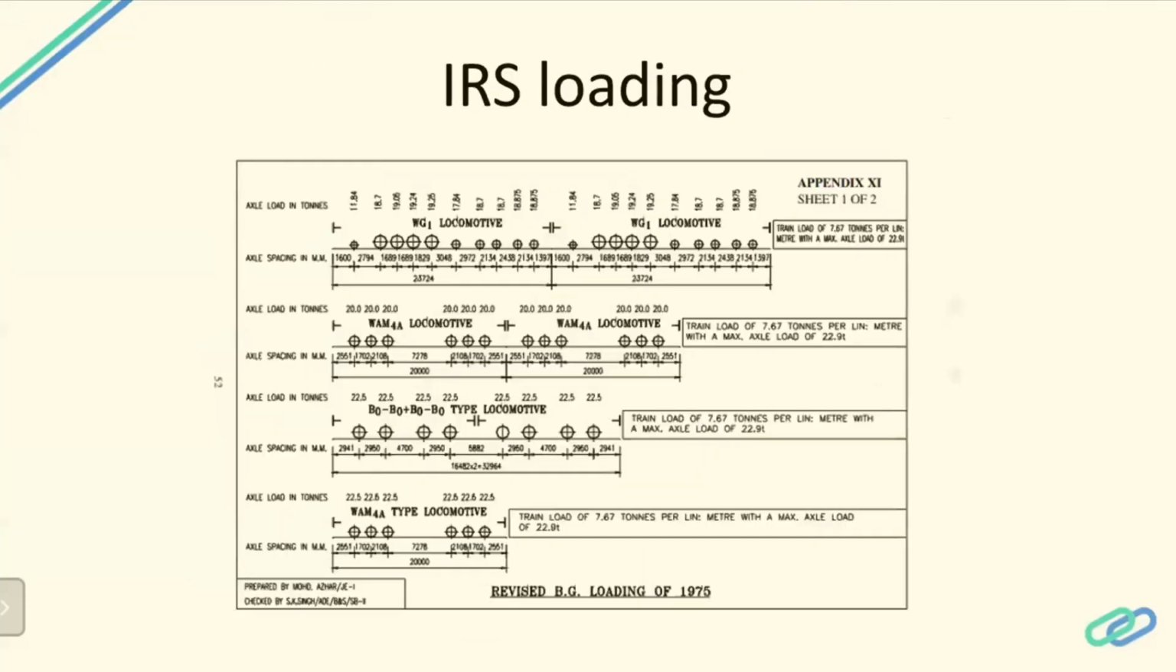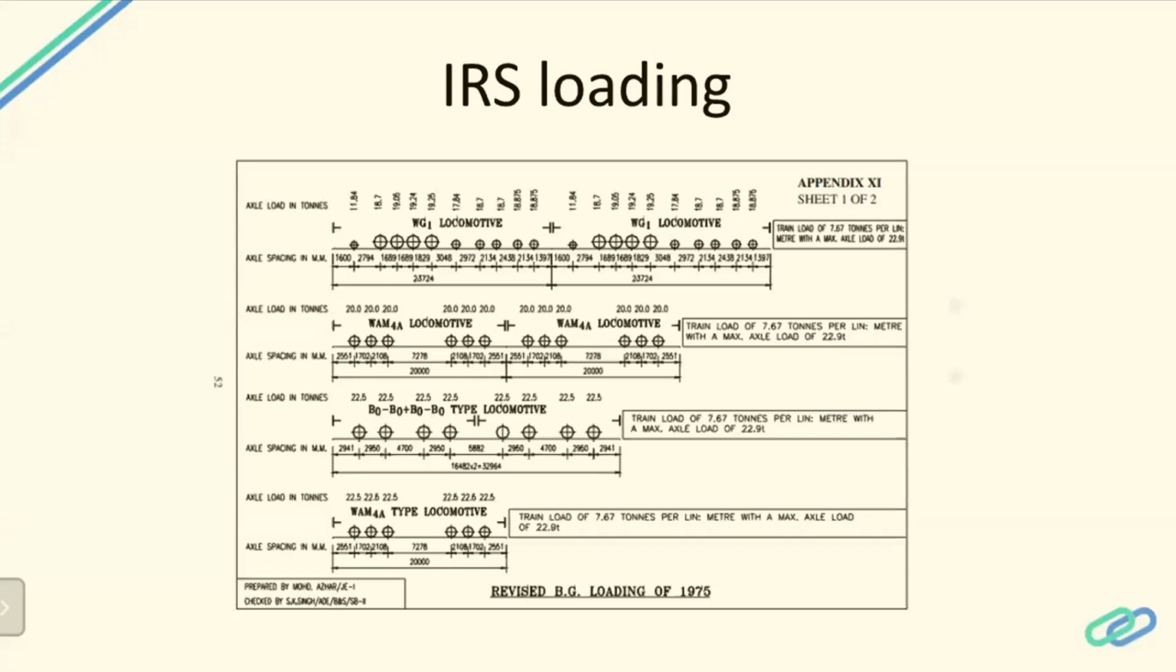Okay, now comes to IRS loading. This is a very old code. Like any Indian code, you can just Google it and you can get it, like IS 456, IS 800, and any code. But IRS loadings are always very tough and difficult to get. You can get them directly only from Indian Railways, and they update the codes very frequently.